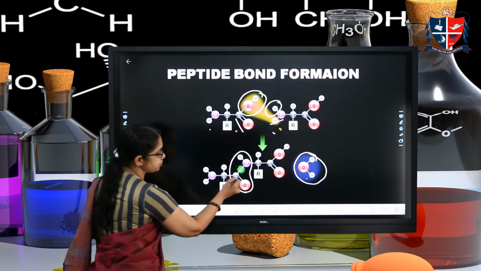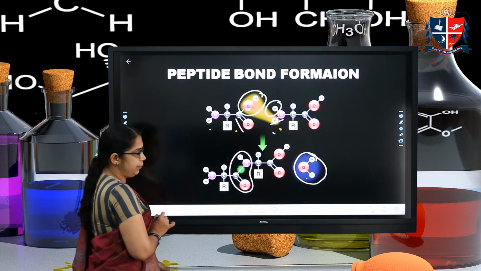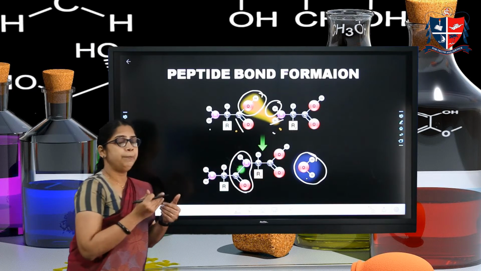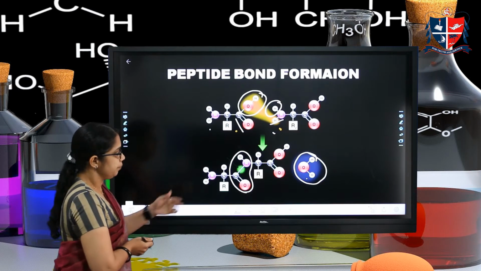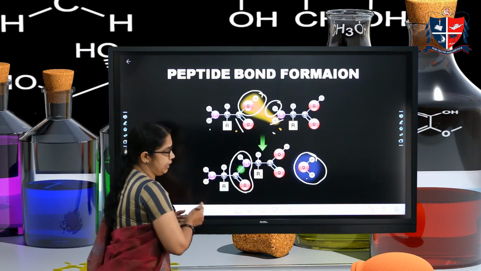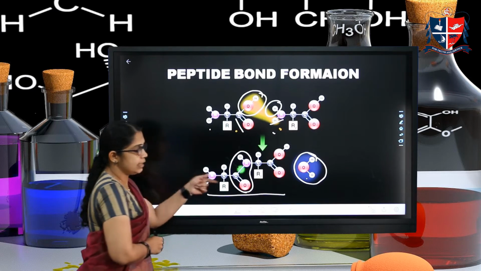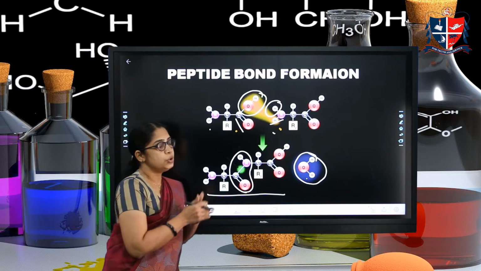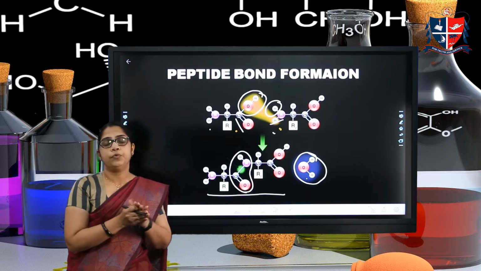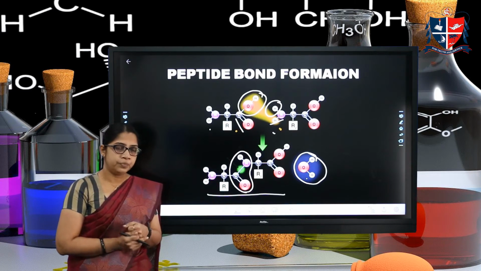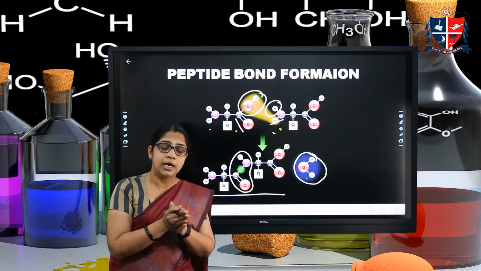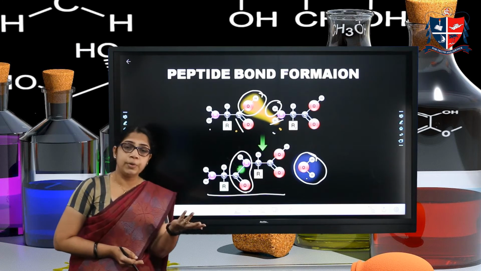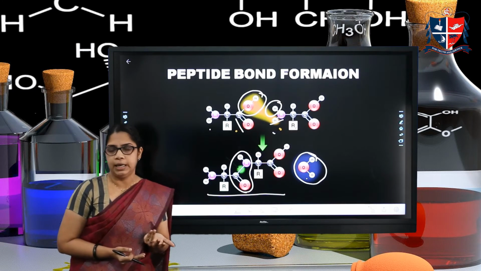So there is a formation of a peptide bond. Amino acids are connected together using peptide bonds. This is an example of a dipeptide, because here two amino acids are condensed together. If three amino acids undergo condensation, then we get a tripeptide. If four amino acids, then we get a tetrapeptide, etc.